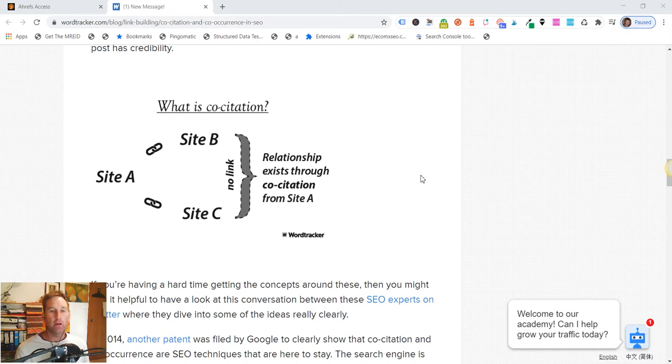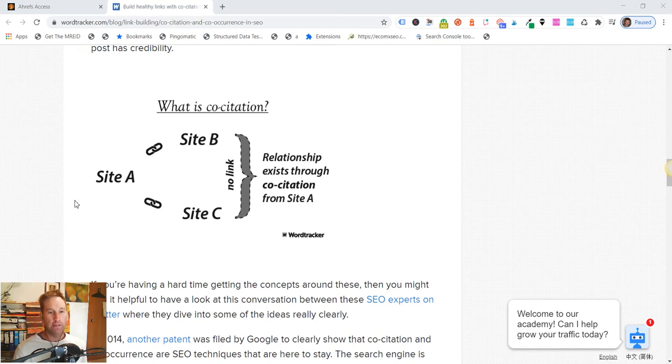Okay, so co-citation and co-occurrence. If you're new to SEO, even if you've been around SEO a while, it's probably one of those terms you haven't really considered a lot. It is generally used by more experienced and high level SEOs, and also it's been one of those things that's been difficult to implement.